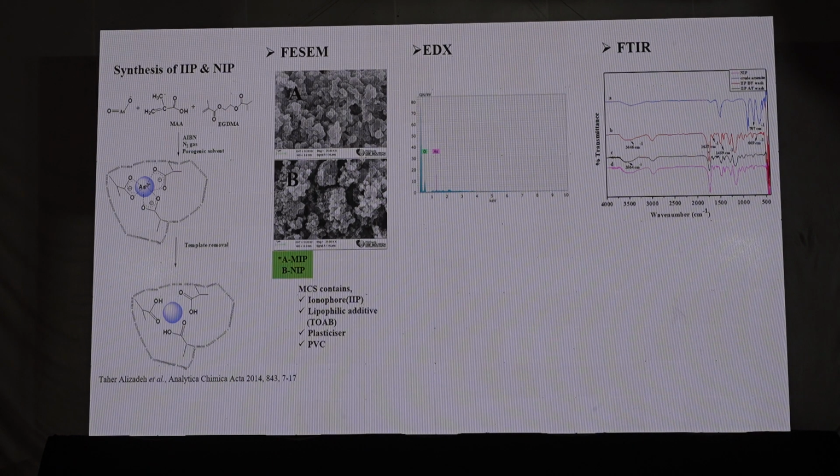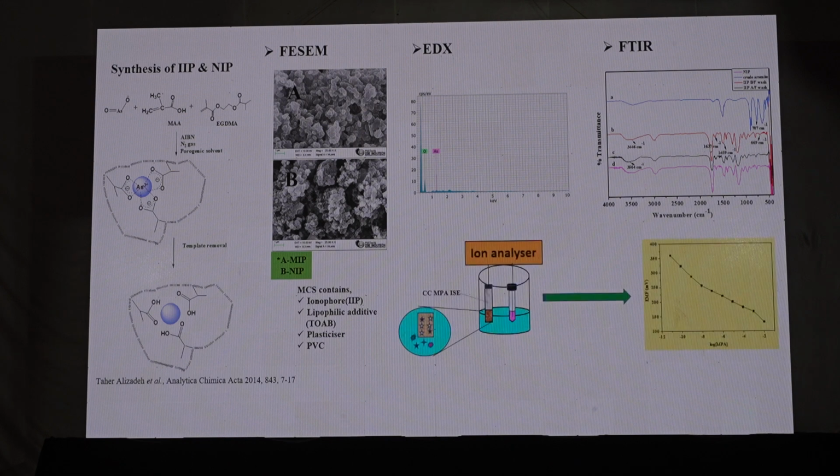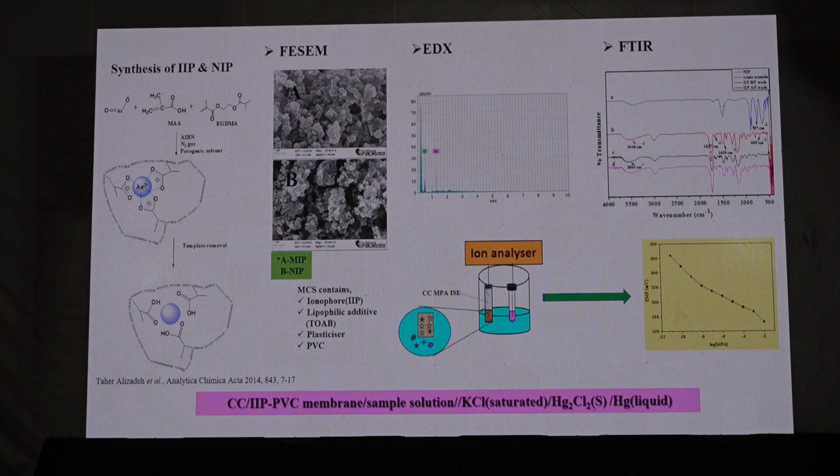Then after that, we prepared the membrane cocktail solution containing the ion core, and it is then broadcast on the carbon fixed area of carbon plus and is then air dried and later coupled with a reference electrode to obtain the calibration graph, and this is the self-representation.